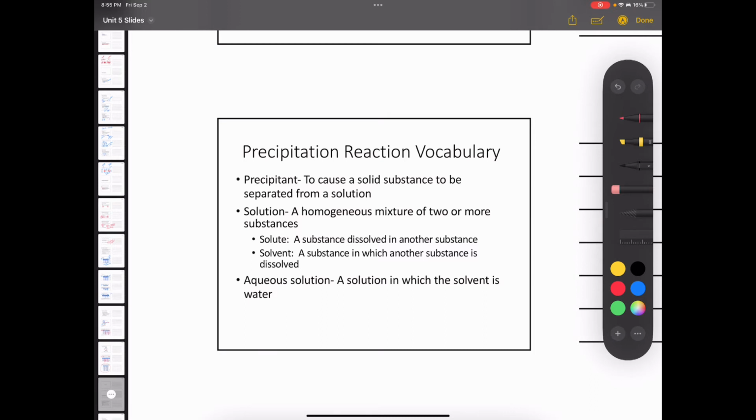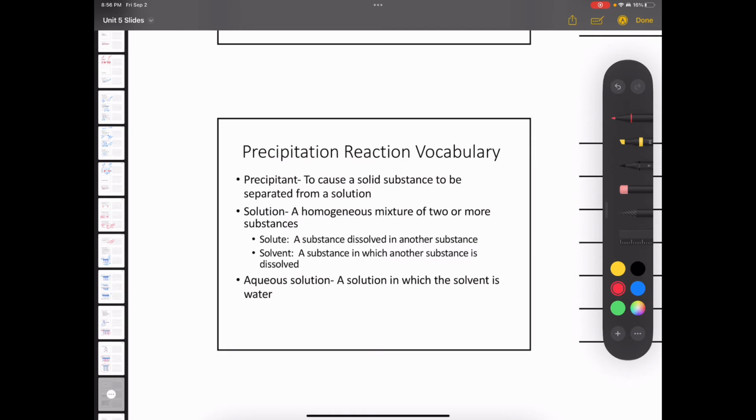So to cause a solid substance to be separated from solution, which means you'll have two phases. You'll have a liquid phase and you have a solid phase at the bottom of the solution. A solution is a homogeneous mixture of two or more substances. So for example, if you drink coffee and you add a creamer, that is a solution. So the coffee and the creamer is considered a homogeneous solution because, at first, maybe once you add the creamer, you'll see some kind of phase separation.